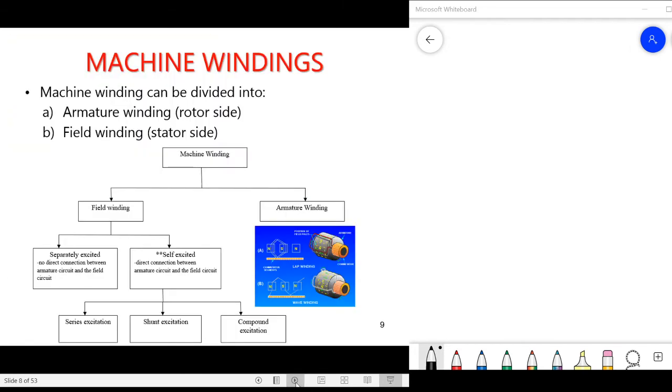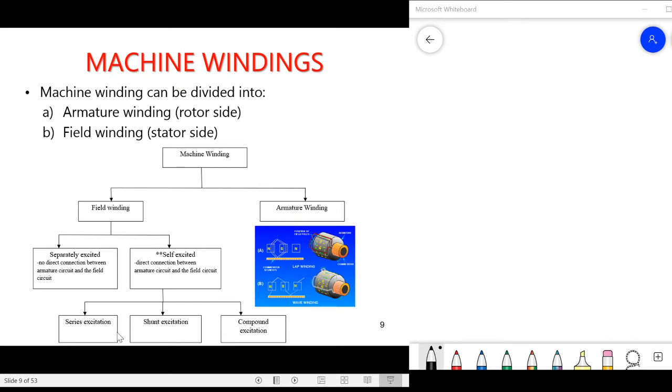So look at you punya field winding. Field winding you ada dua. Kita ada separately excited dan juga self excitation. Separately excited maksudnya you punya stator side ni, dia punya supply tu berpisah, dia tak ada gabung. Alright. Self excitation, so direct connection between armature circuit and the field. Field and armature ni dia direct, dia ada connected.